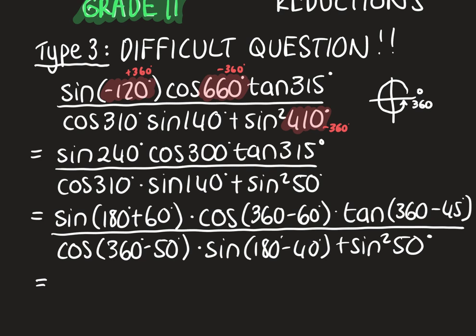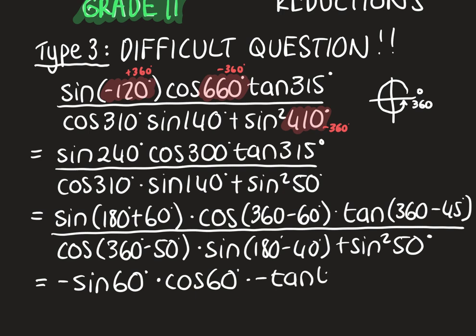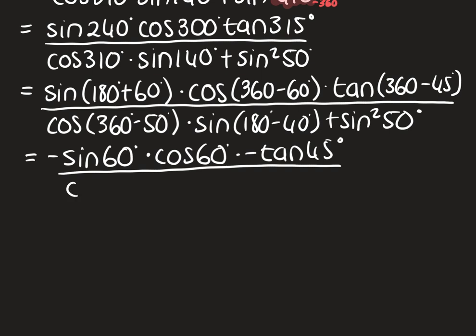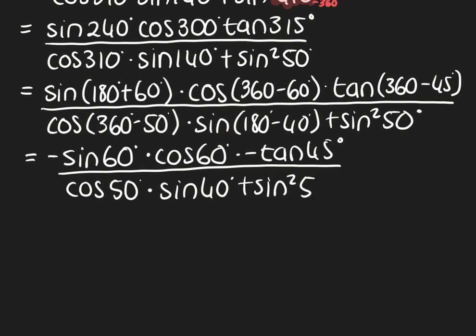So 180 plus is the third quadrant, so this will reduce to a minus sine of 60. 360 minus is the cos quadrant, so it reduces to a positive cos 60. 360 minus for this tan will reduce to a minus tan, because tan is negative in the fourth quadrant. All over, looking at the bottom one, cos is going to reduce to a positive cos because 360 minus is the cos quadrant. The next one is going to reduce to a positive sine of 40 because sine is positive in the 180 minus, and then plus sine squared 50.